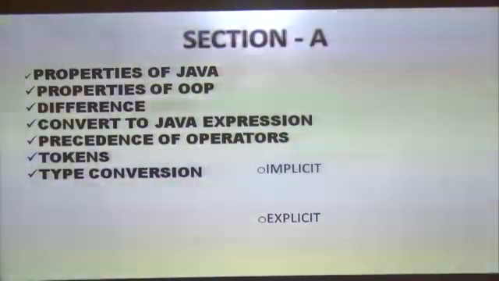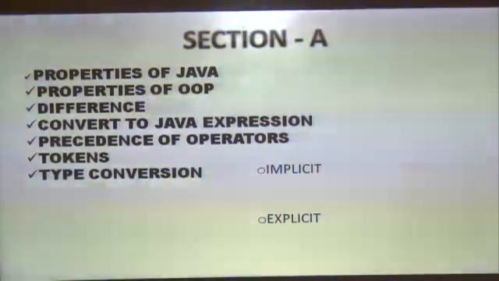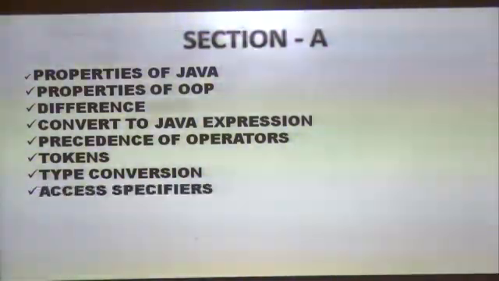Explicit is when you're trying to store a larger data type into a smaller data type. Here you have to force it by using type casting, where you write the data type within brackets. The data type into which you're converting, you write it within a bracket. Okay, so keep in mind this type conversion. The different access specifiers: public, private, protected, default. Okay, so those are there.